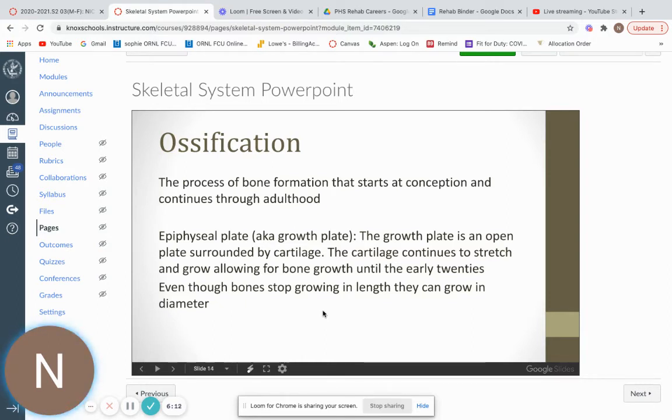Bones can grow in diameter, meaning wider or thicker, but at some point you're not going to get any taller. So if you're 20 and you're 5 foot, you're probably not going to get any taller than that.